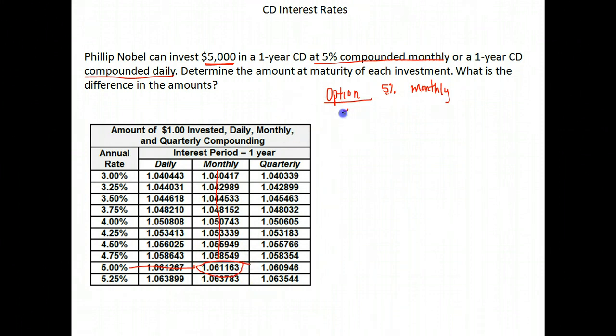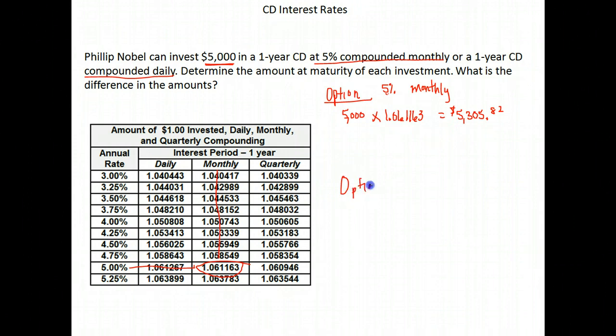So where monthly and 5% meet, that's our number we're going to use. And we're just going to take the amount he's investing, $5,000, times that number, 1.061163. When we do, we get $5,305.82. Okay, so that's the maturity value if he goes with option 1.